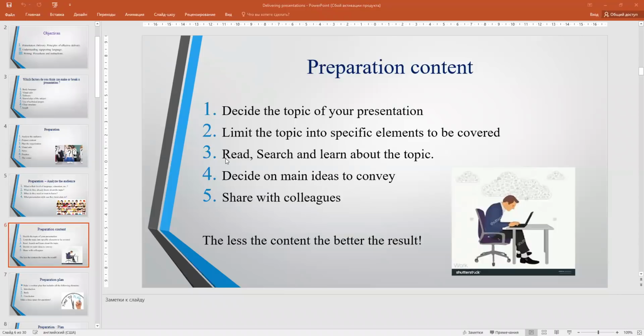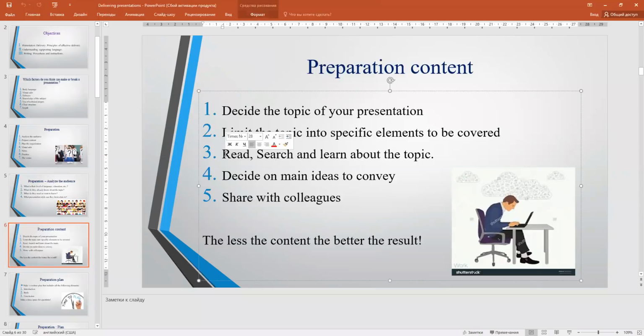And then the third part, read, search, and learn about the topic. You have to add innovative and new content to your presentation. And also you have to decide on main ideas to convey.